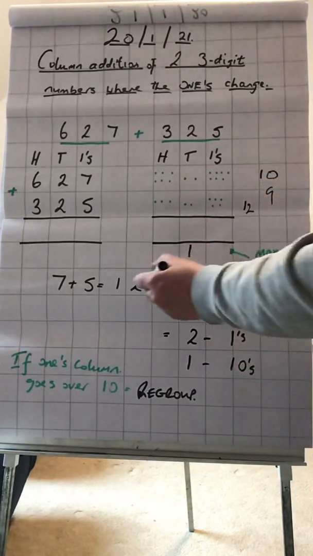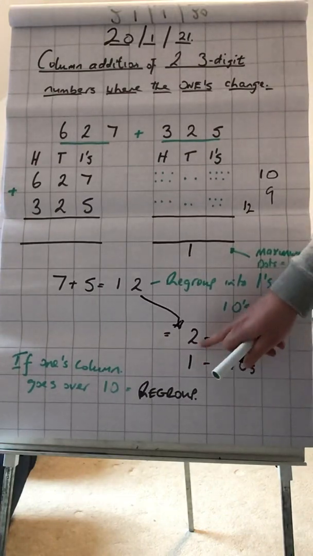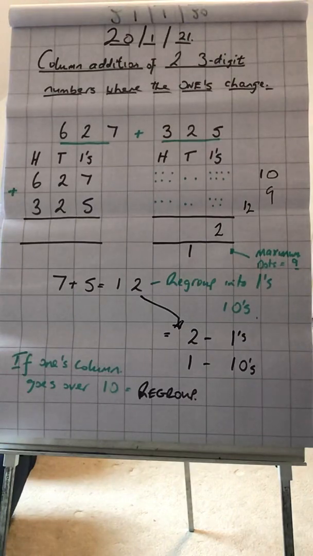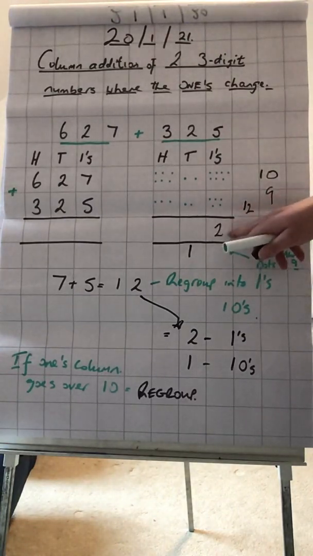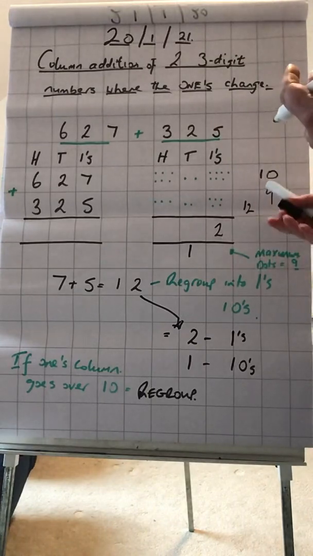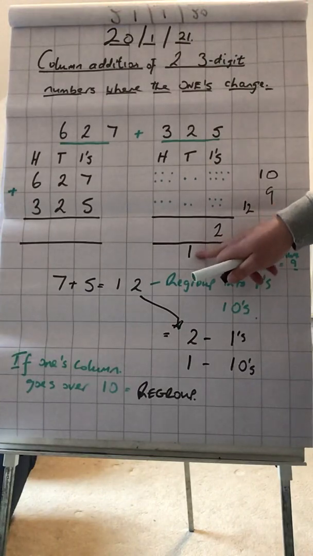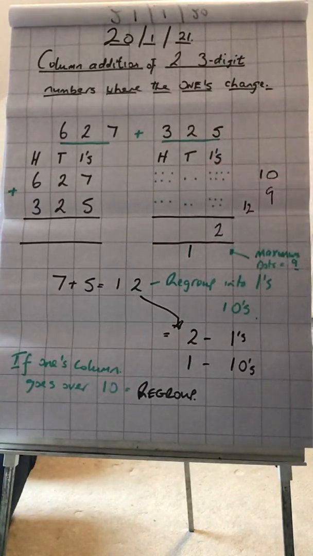So the 12 is regrouped into 1 ten and 2 ones. That is how 12 is represented when it's regrouped. Because there are 12 dots, but I can't write the number 12 in the ones column, I have to regroup it. So 12 represents 2 ones and 1 ten, which I put below the line because I'm going to add it on to the rest of the tens column.